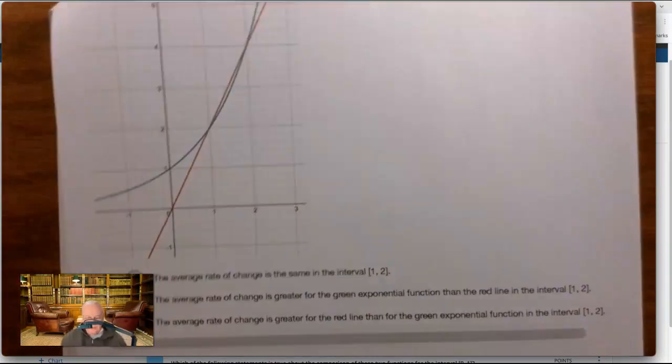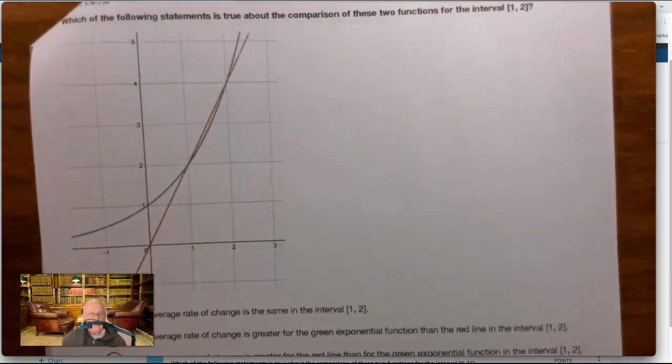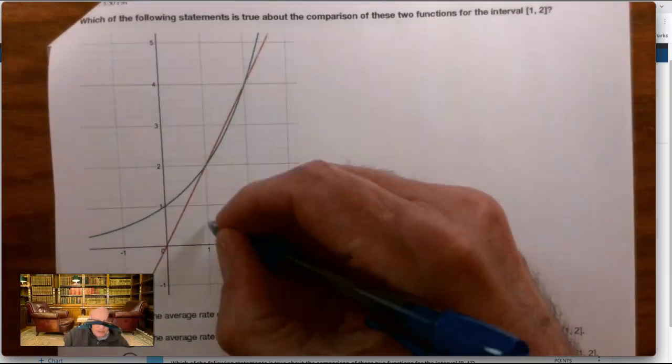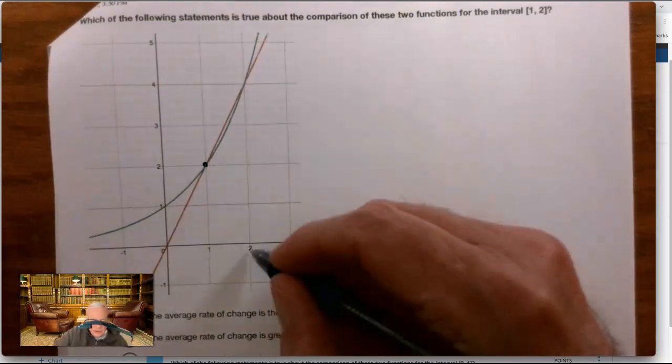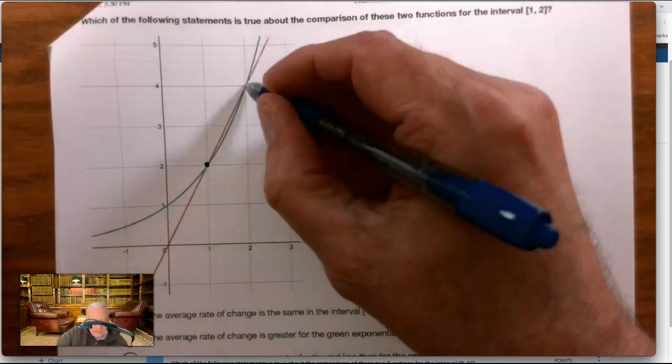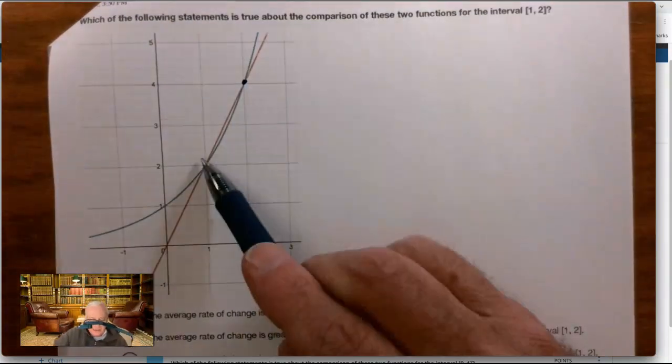All right. What about the interval from 1 to 2? Well, number 1, the interval right here, they both start at the same place. And at 2, they come up here and both end at the same place. I know they kind of diverge right here.